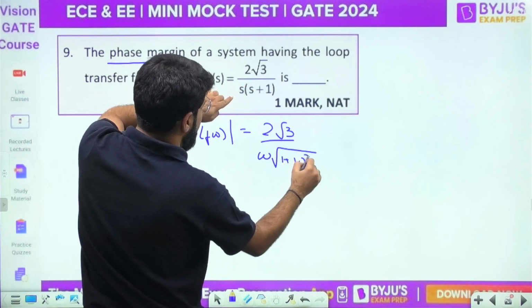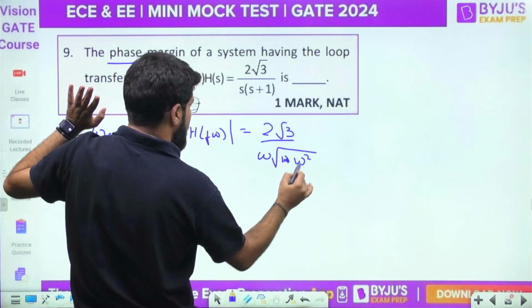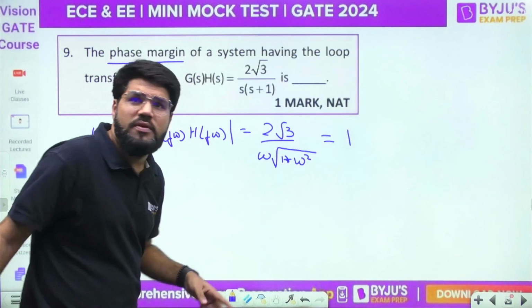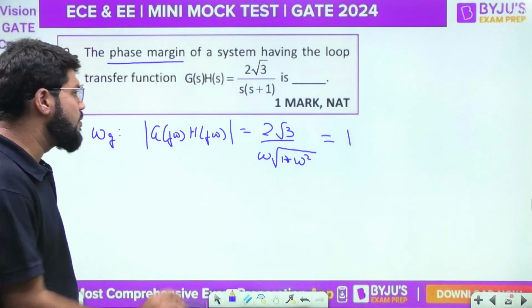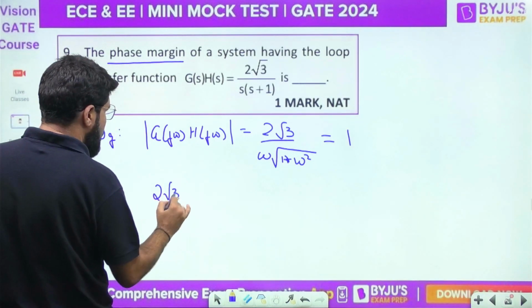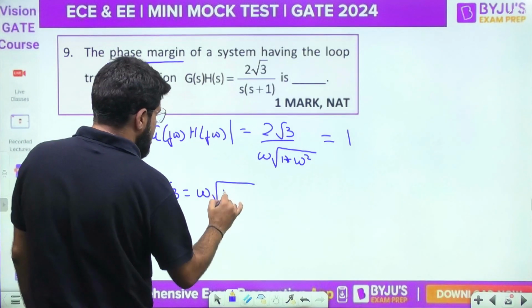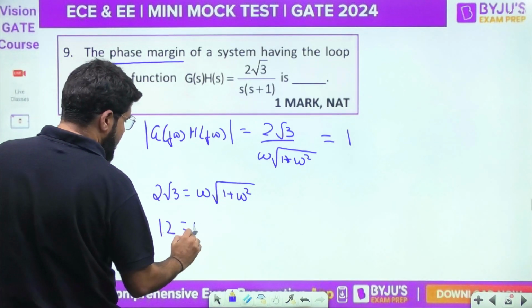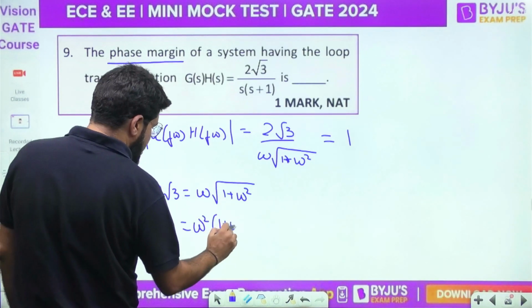1 plus J omega, under root 1 plus omega square. That is the magnitude. Okay, and at omega G, magnitude is 1. Gain crossover frequency, mod GJ omega, HJ omega equal to 1. Okay, so I have 2 root 3 is equal to omega square root 1 plus omega square. If you take the square, this will be 12 equal to omega square into 1 plus omega square.